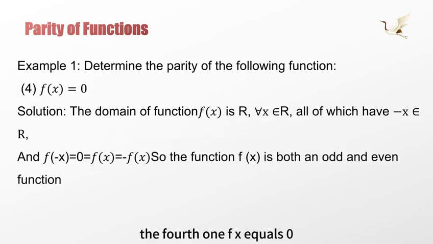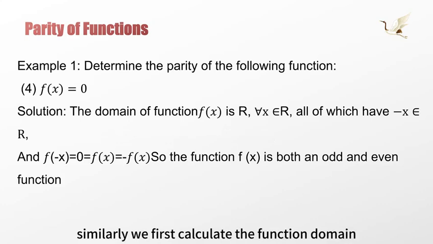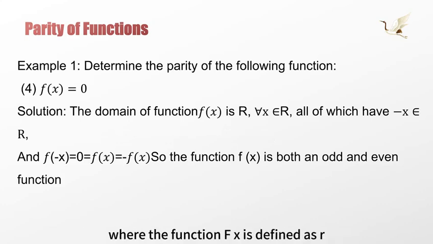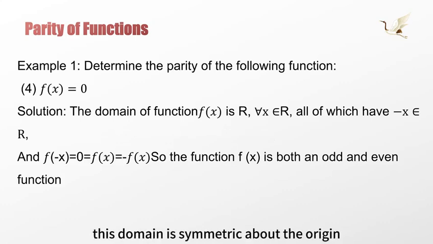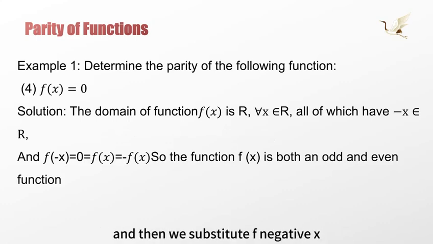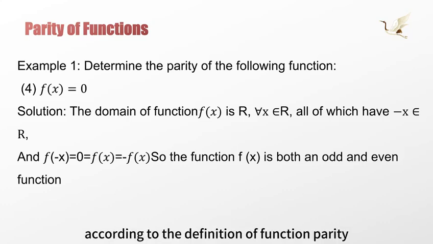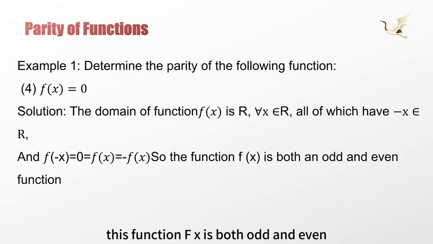Okay, the fourth one, f(x) = 0. Similarly, we first calculate the function domain, where the function f(x) is defined on R. This domain is symmetric about the origin, and then we substitute f(-x), where f(-x) = 0. We found that it is equal to f(x) and also equal to -f(x). According to the definition of function parity, this function f(x) is both odd and even.